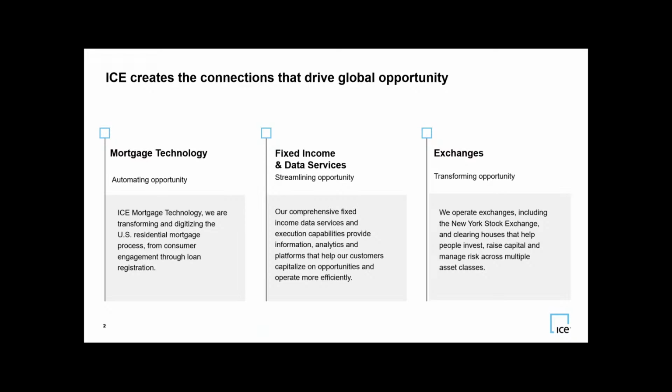So the first pillar is a US-centric mortgage technology part of the business. The firm has recently bought a company called Black Knight, a $13 billion acquisition. So we are transforming the very analog US mortgage process into a digital one. That's what ICE Group is good at, transforming analog to digital.